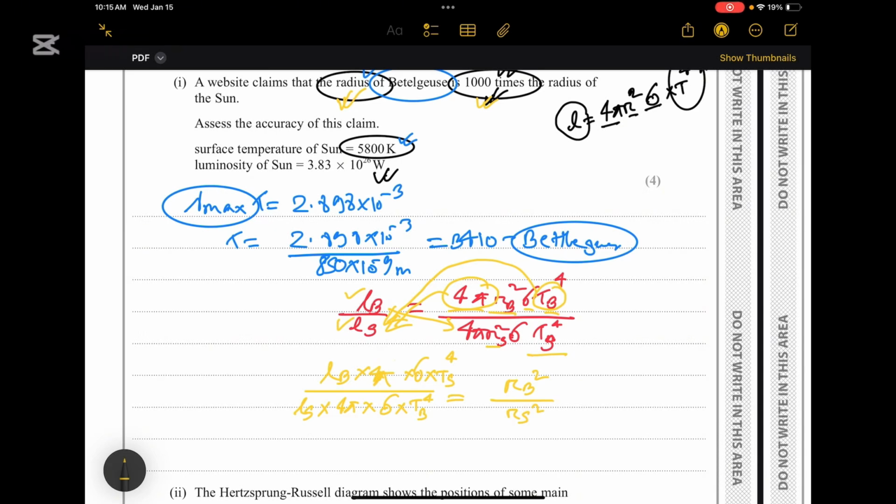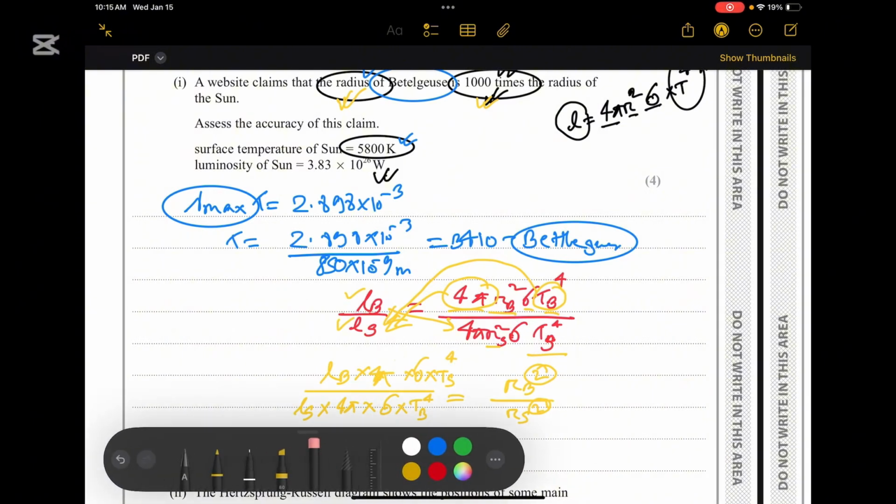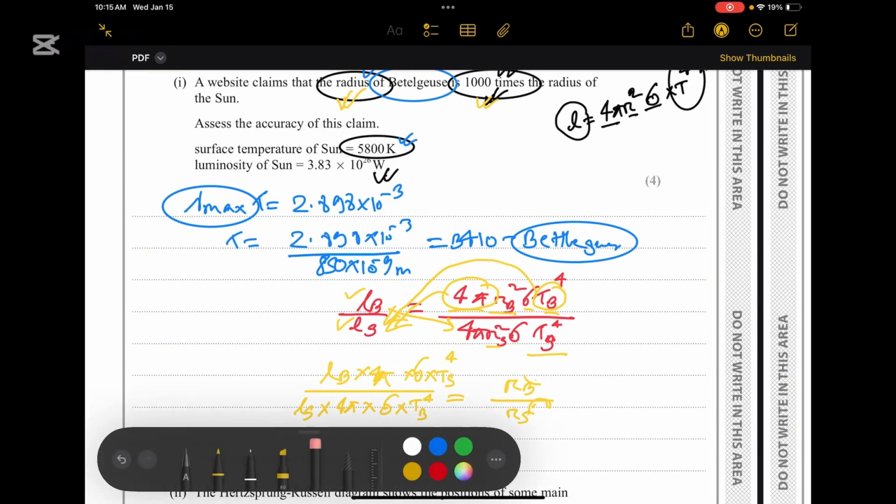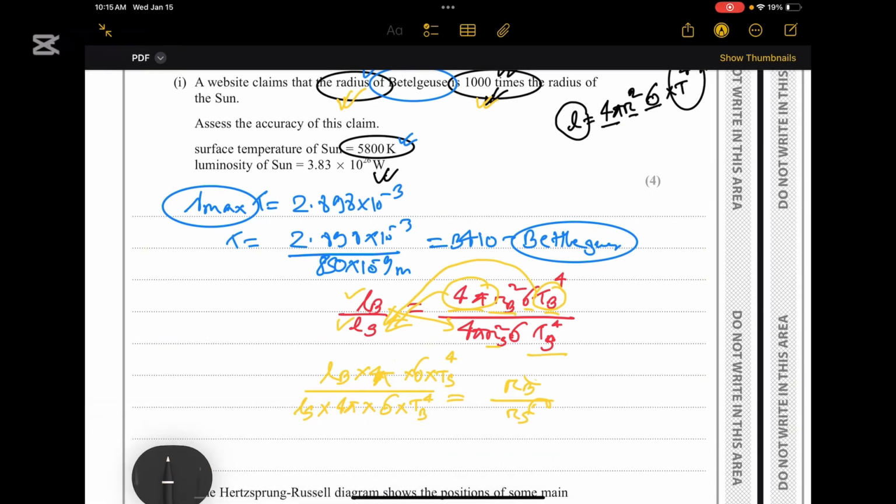Now we can take away this radius by taking the root over them overall. So we can take out this radius by taking the root of them all. So taking the root over them overall will take out the radius.